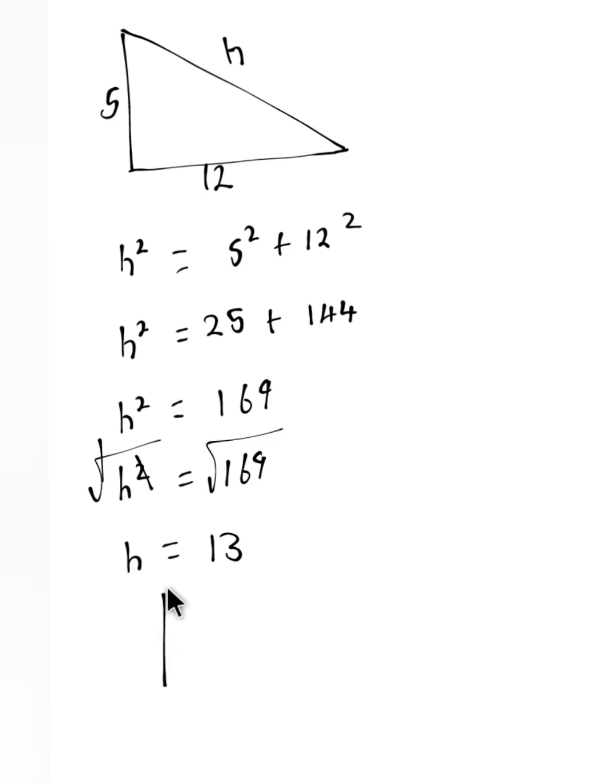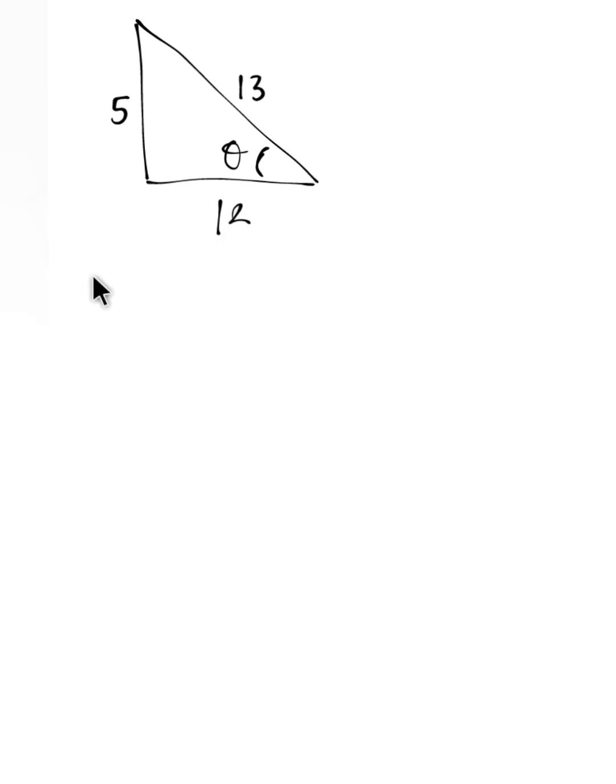Hence, if we draw the triangle one more time, we have 5, which is the opposite, 12, which is the adjacent, and the hypotenuse is 13. So with this, we'll be able to find sine square theta, cos theta minus sine theta, and cosec theta. So let's move over to the next page. Let's draw the triangle first: 5, 13, and 12. We are looking for sine square theta.